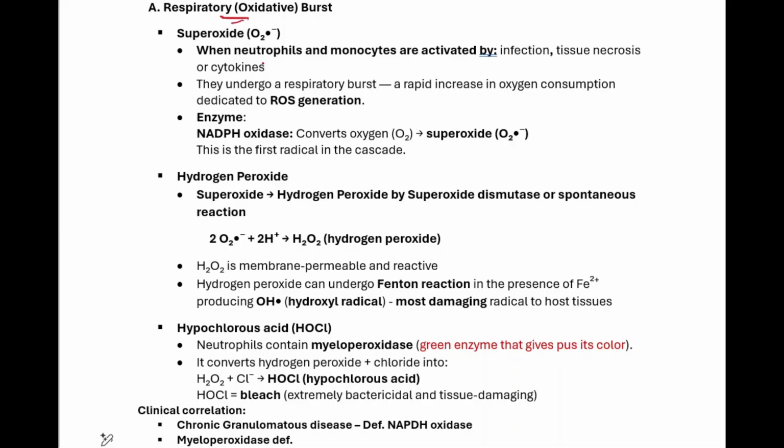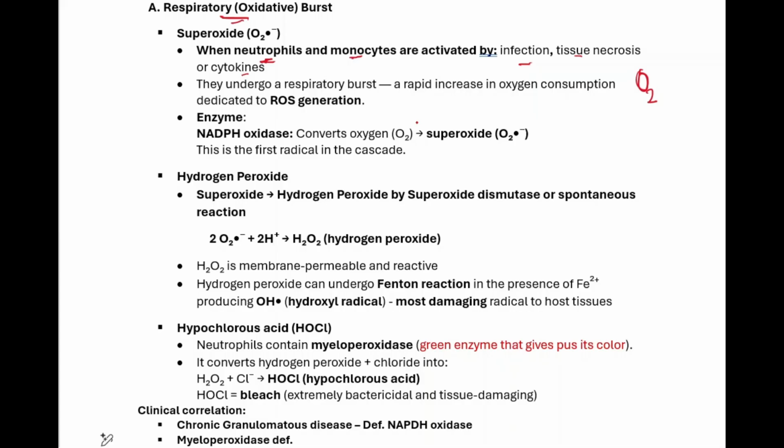So this respiratory burst is present in things like neutrophils and monocytes, and they are activated whenever there is infection or tissue necrosis or cytokines. And the first step in this reaction is going to be oxygen, right? So this oxygen will be taken up by these cells, the neutrophil, the monocyte. And that's why oxygen is also good for the body. So it's not only important in making ATP, we also need oxygen to be able to fight against infection, right?